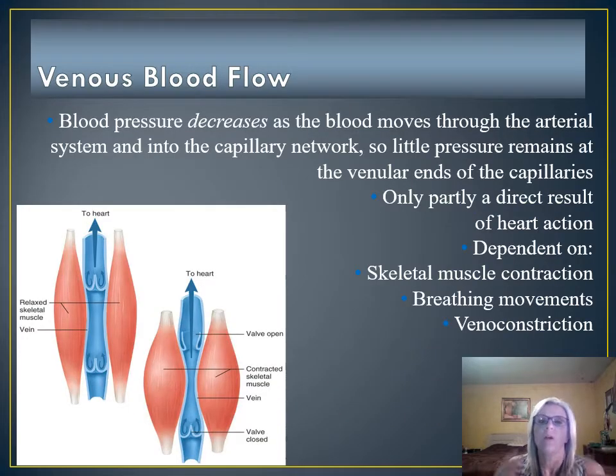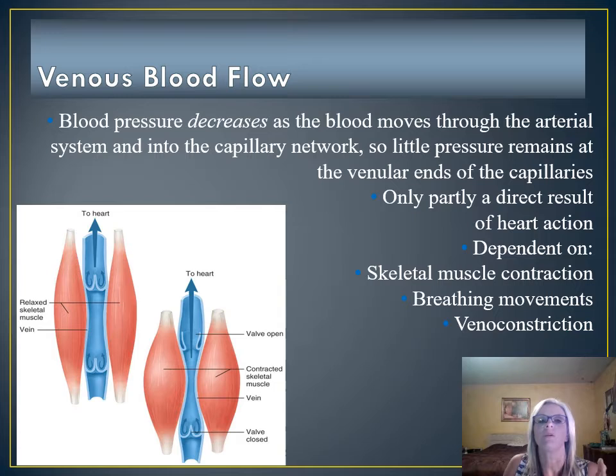Blood pressure is going to decrease as blood moves through the arterial system and into the capillary network. Those vessels are getting smaller and smaller, and so very little pressure remains at the venular ends of the capillaries. So there are some other factors that help blood flow along.